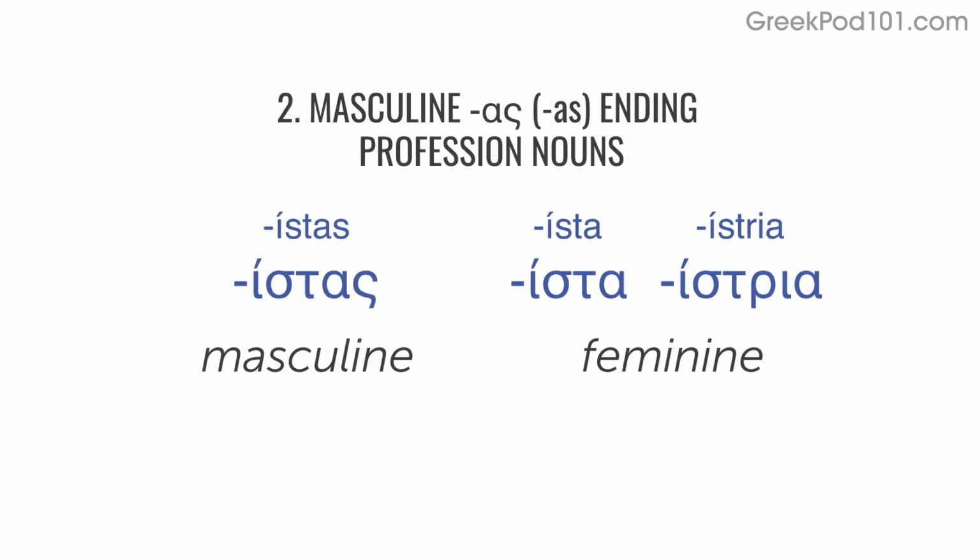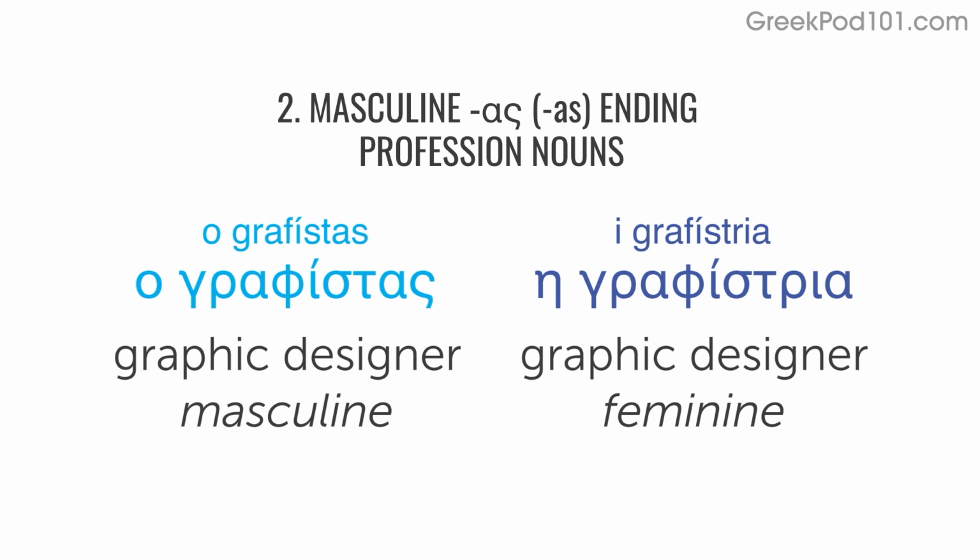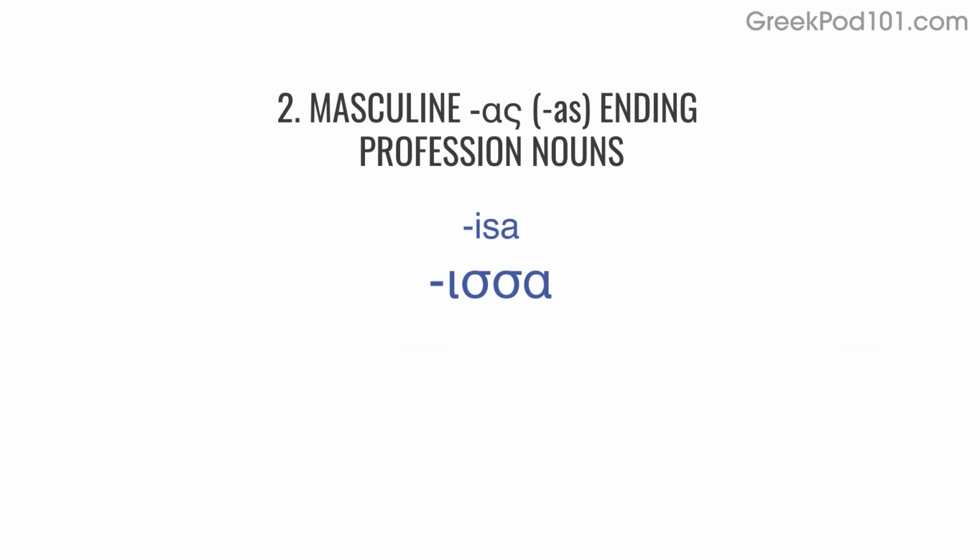The second category are the masculine as ending profession nouns. Here, around 1/3 of the nouns are identical for both genders, and more than half are masculine nouns that end in istas, which form feminine versions in either ista or istria, like ο αρτίστας, η αρτίστα, artist, and ο γραφίστας, η γραφίστρια, graphic designer. Only a few feminine nouns of this category may end in isa.